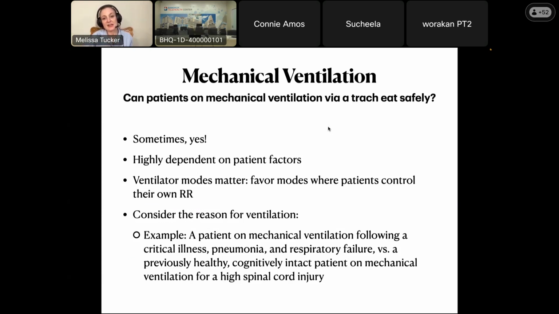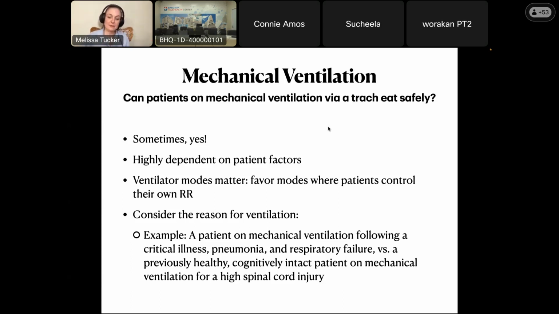And again, it's highly dependent on patient factors. The ventilator modes matter. We want to encourage and favor modes where patients control their own respiratory rate if able to help them coordinate breathing and swallowing. And as clinicians, when we're evaluating this, we want to consider the reason that they're requiring that ventilation in the first place. So, two examples here.